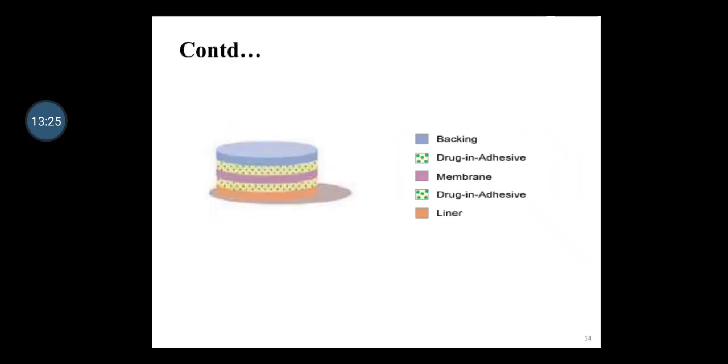Here you can see the liner, and the membrane, which is sandwiched between the upper drug in adhesive layer and the lower drug in adhesive layer. It is only because of these two layers, separated by this membrane, that is, drug in adhesive and drug in adhesive, that this patch is called multi-layer drug in adhesive. The uppermost part is your single layer drug in adhesive, and below is your liner.